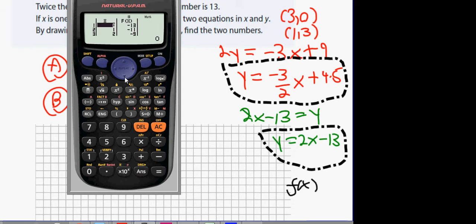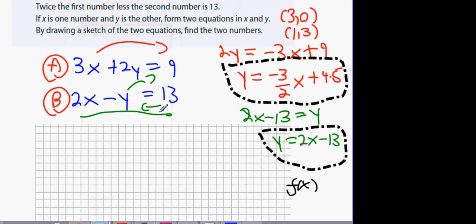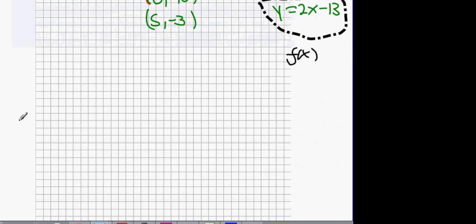Now, I got some points here, didn't I? Let's use 5, minus 3 and 0, minus 13. 0, minus 13 and what's the other one? 5, minus 3. Now stop here, guys, okay? Let's draw a big XY axis. Now I mean a big XY axis. Okay, so here's my XY axis here.